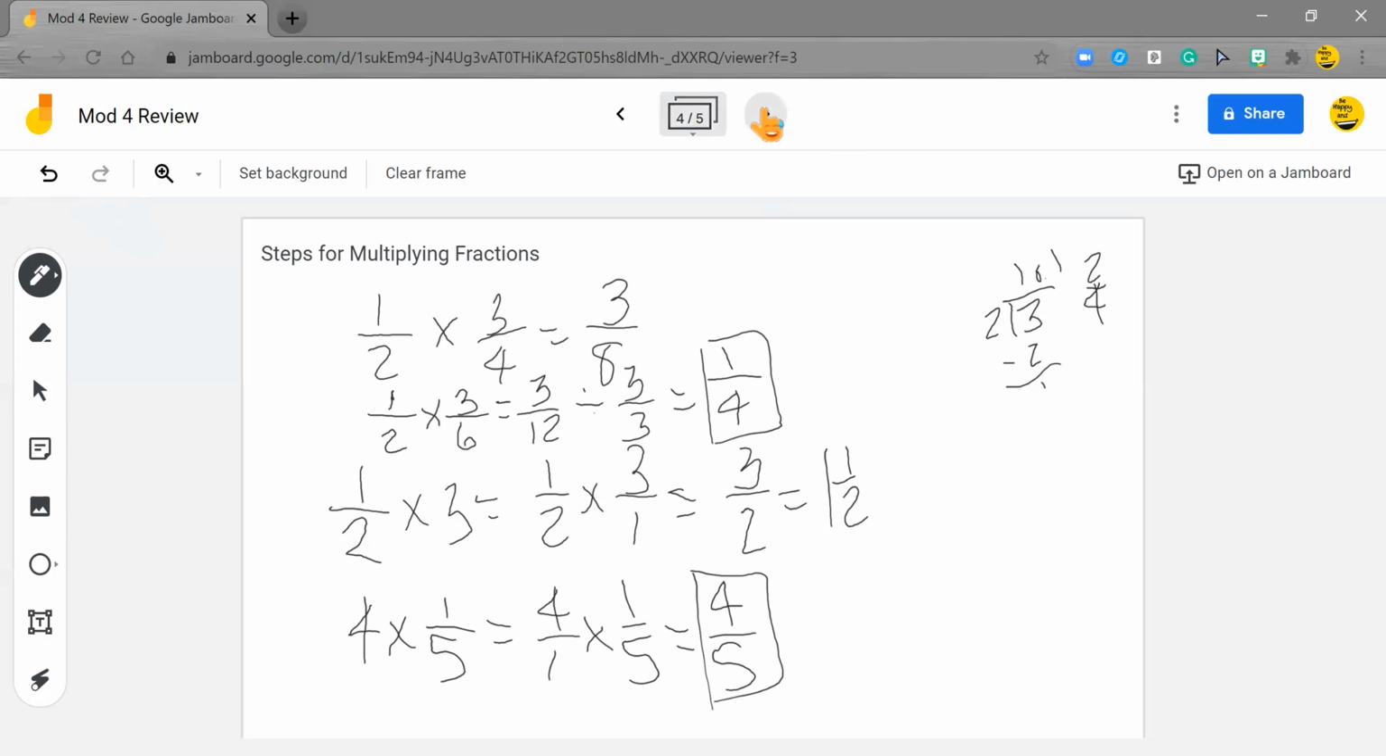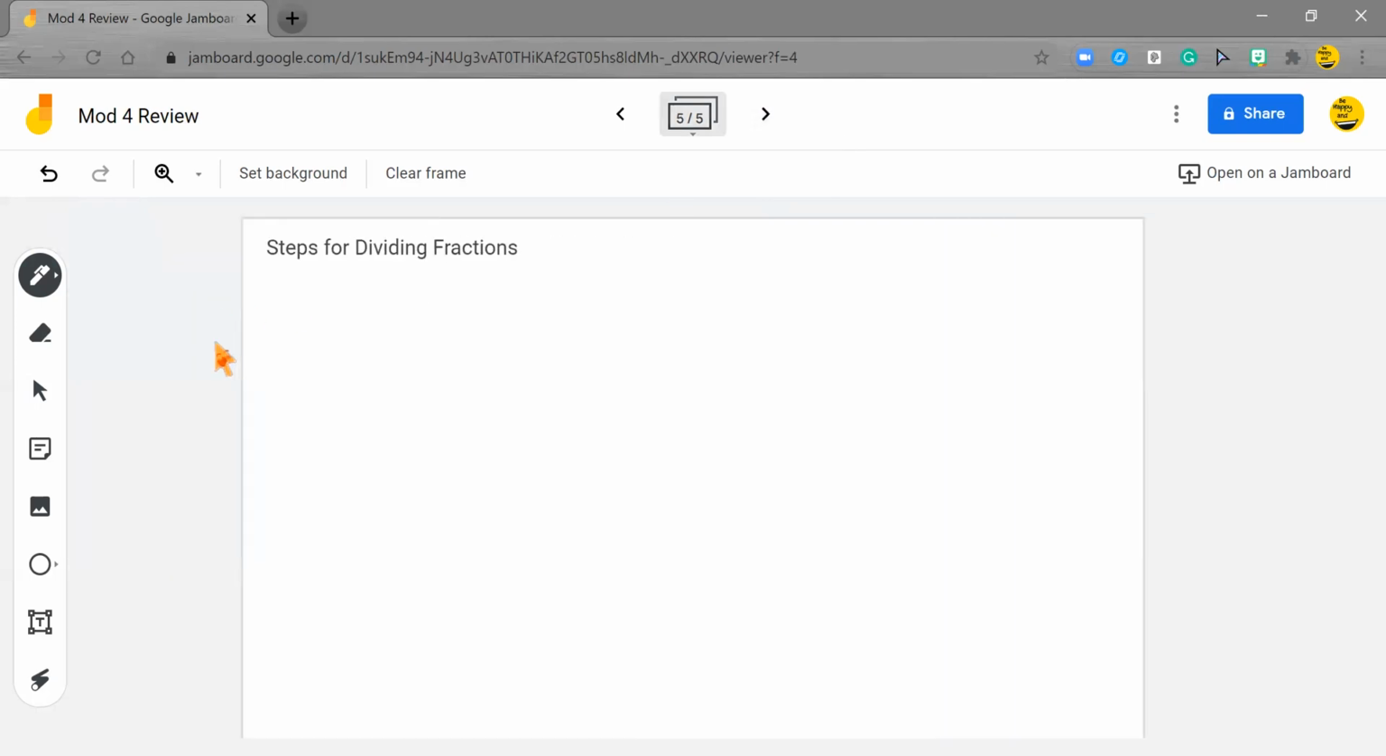Now we're going to jump over to division. Remember the steps. And I'm going to use our colors so you remember. We have keep. We have change. And then we have flip. Remember, this is the reciprocal.